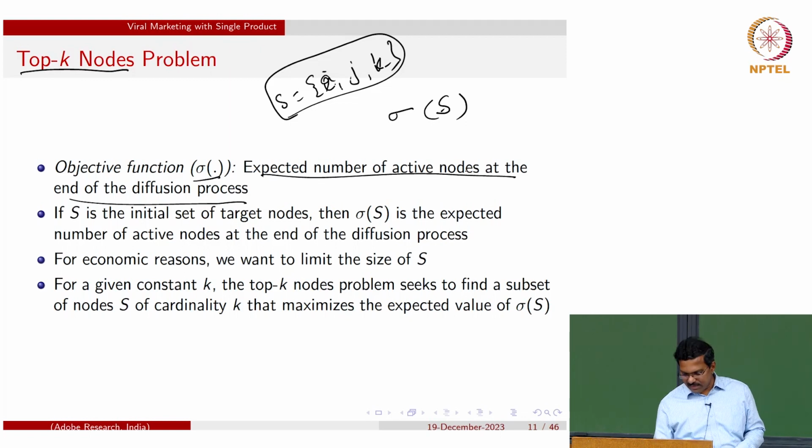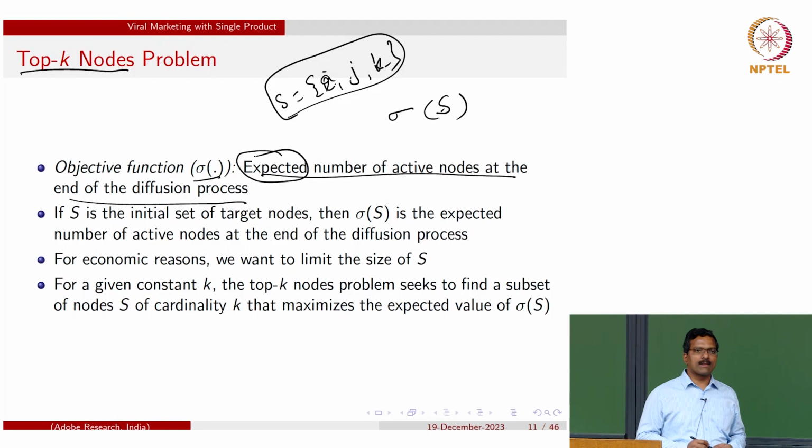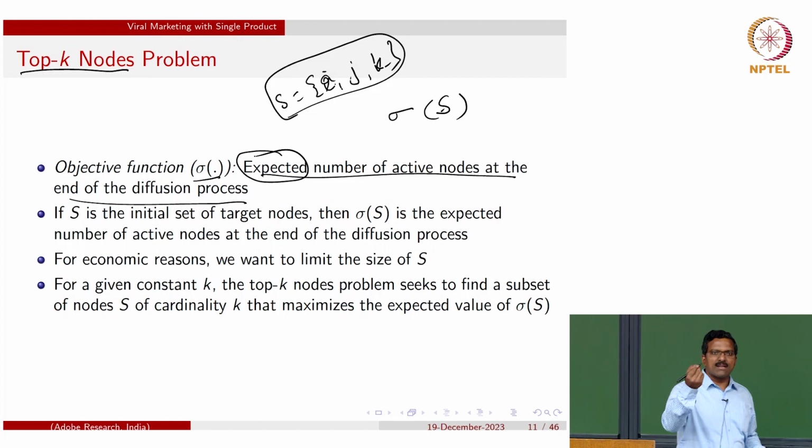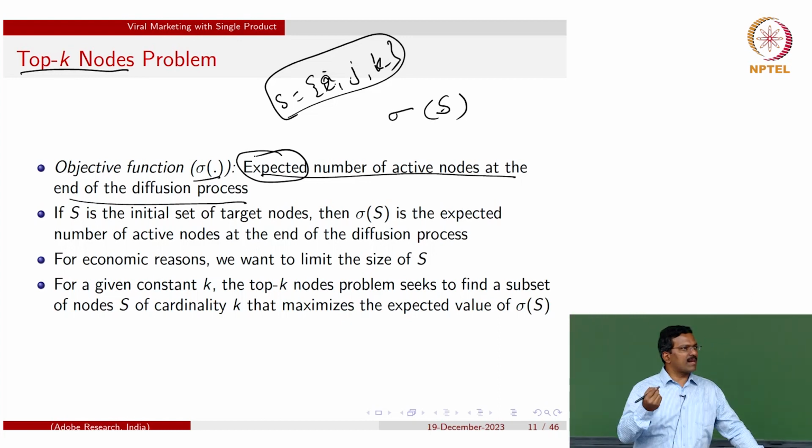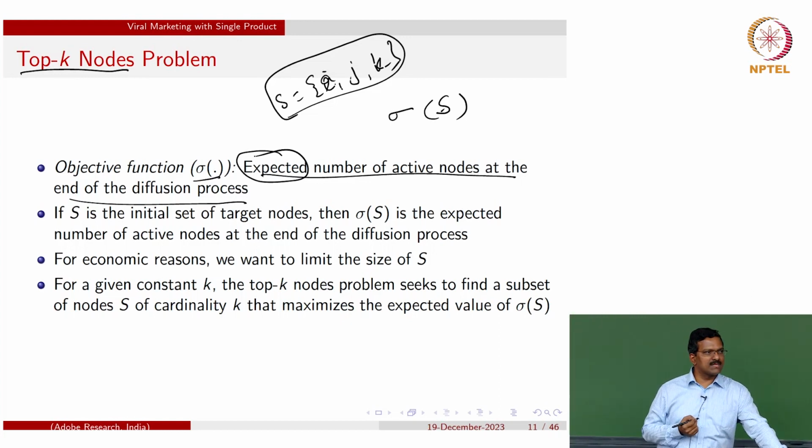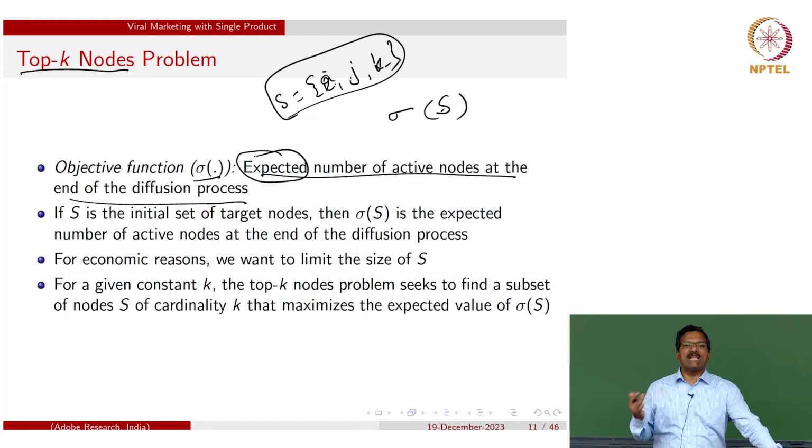Why is this expected? Where is this coming from? A node can become active or not with a probability based on its neighbors, that's fine. But where is that expectation coming from? The thetas are selected uniformly at random from 0 to 1. That's where the expectation is coming from. So you have to run this process multiple times and take the average.